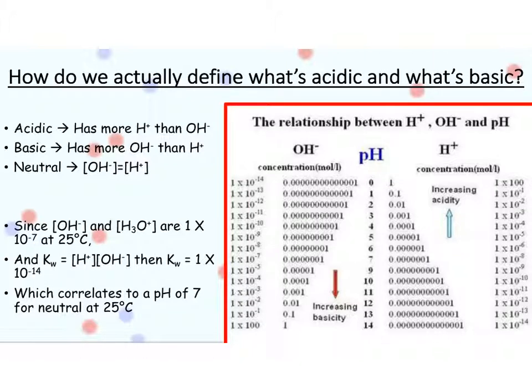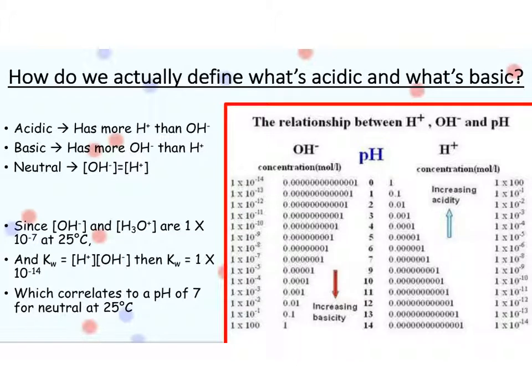Okay, so how do we actually define what's acidic and what's basic? Well, acidic is something that has more H plus ions than OH minus ions, and basic is something that has more OH minus ions than H plus ions. And slap dab in the middle of that is what we call neutral. Neutral is when the OH minus ions are equivalent to the H plus ions.